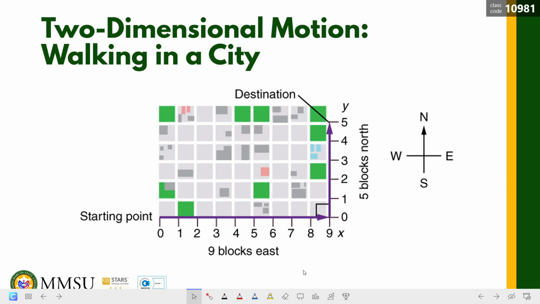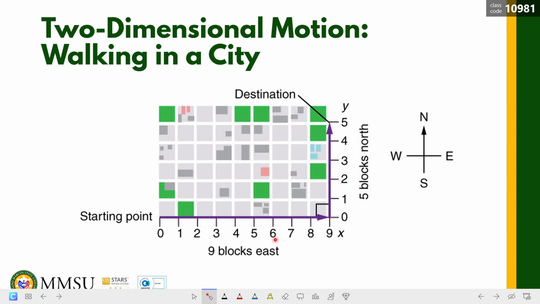Shown on the figure is an example of a two-dimensional motion. So suppose you are going to walk from the starting point here, going to your destination. So you're going to walk 9 blocks to the right or 9 blocks east and 5 blocks north. So you have a horizontal component of your displacement and the vertical component of your displacement. The question now is, how do we get the resultant of these two components?